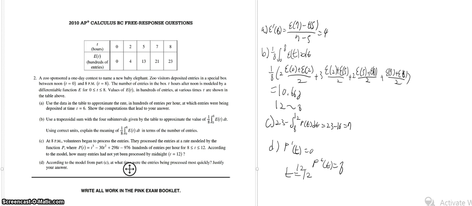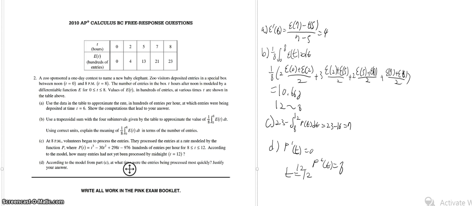A. Use the data in the table to approximate the rate, in hundreds of entries per hour, at which entries were being deposited at time t equals 6. Show the computation that leads to your answer.